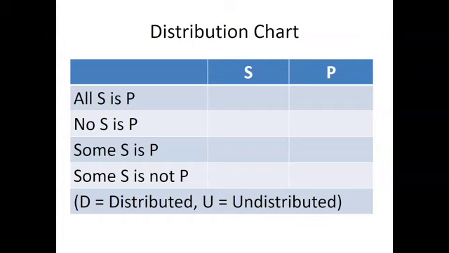So I'll give you a few minutes to fill in the chart, which should be easy to do based on what we have already learned. But just remember, when you fill in the chart, a term is distributed in a proposition if the proposition says something about every member of the category to which the term refers. Okay, so go ahead and fill this chart in. You can pause the video and fill it in, and then restart the video when you're finished.